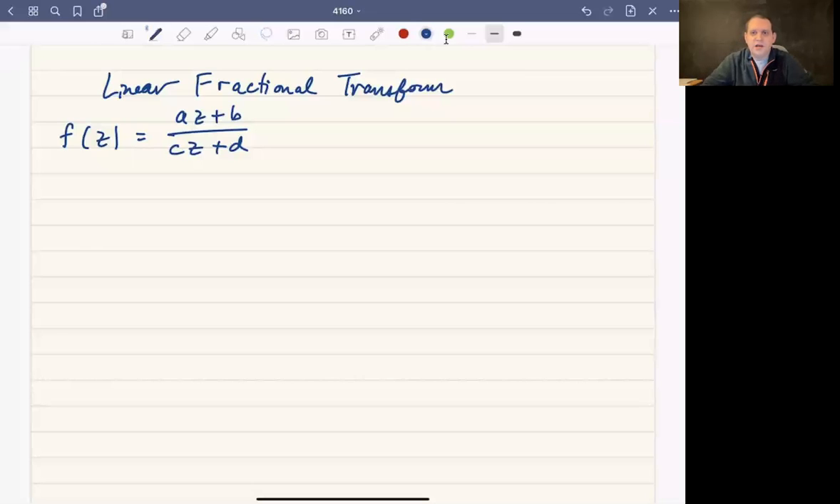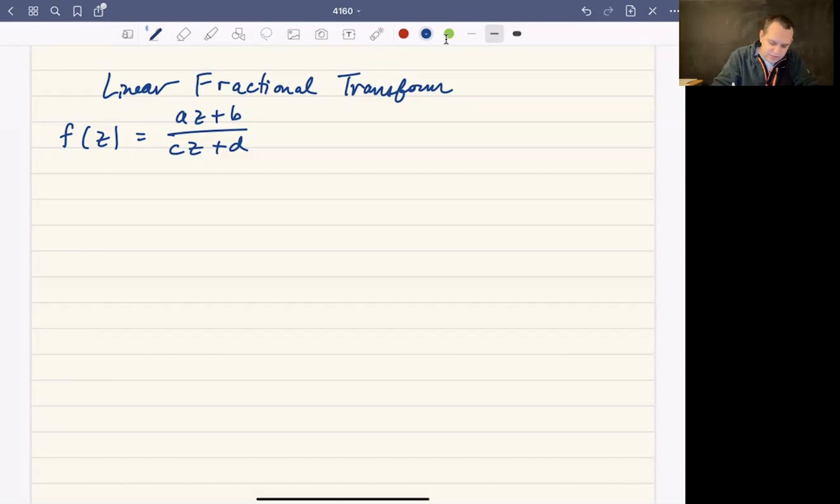In this video, I want to talk about what are called linear fractional transformations or linear fractional transforms. It turns out that these functions appear absolutely all over the place in complex analysis, so they're given a name. And of particular importance are what are called Mobius transformations. So I'll write this as a proposition.